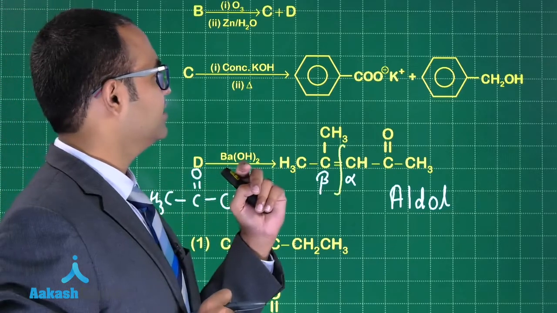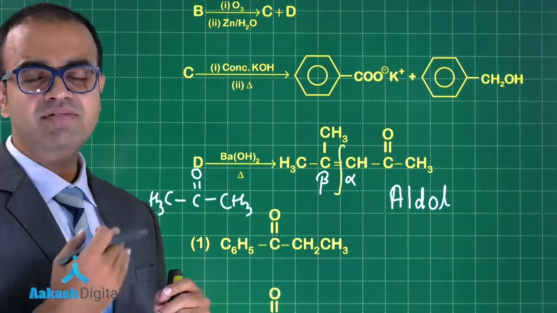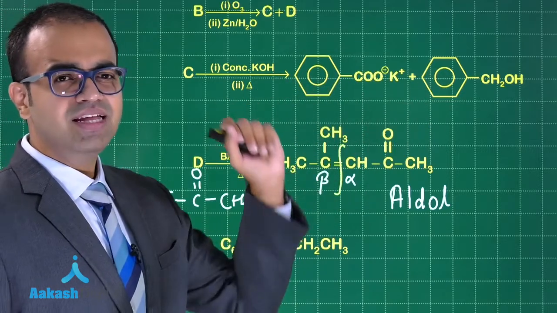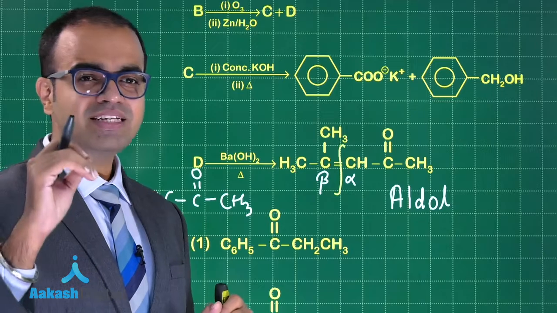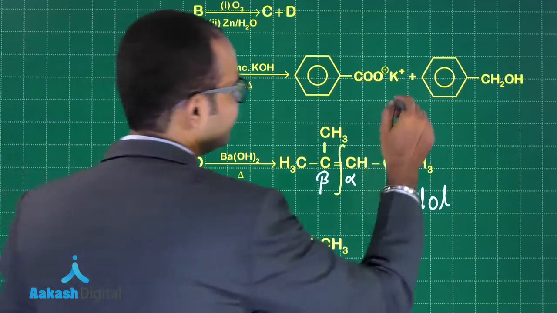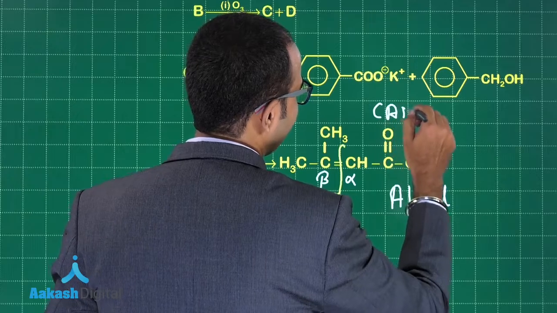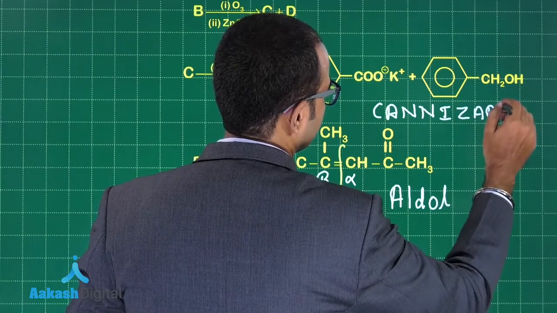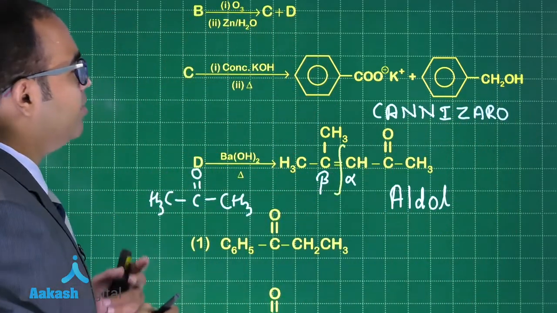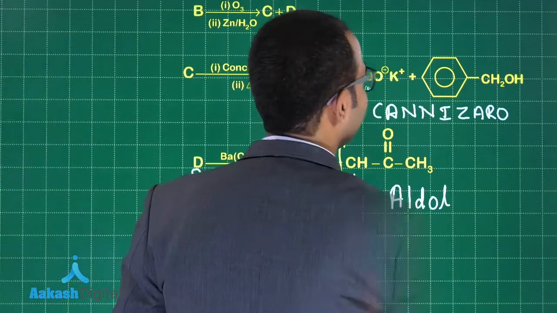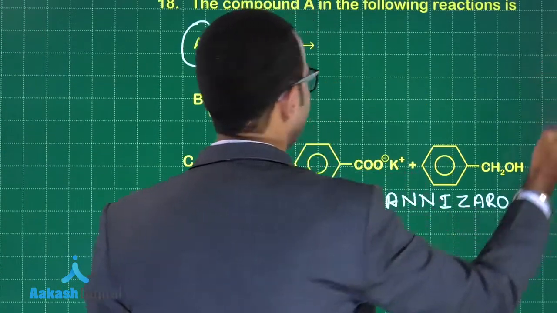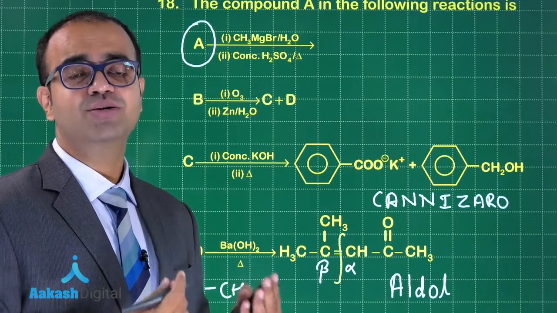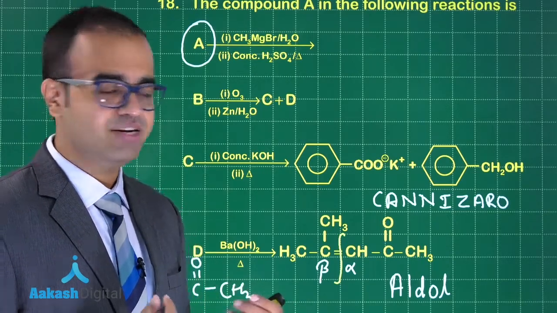What reaction is this? C is reacting with KOH, and on heating it is giving you potassium benzoate and benzyl alcohol. This is a familiar reaction, guys. This is Cannizzaro's reaction. So if you're talking about Cannizzaro's reaction, what is the starting material? It is an aldehyde without an alpha hydrogen.